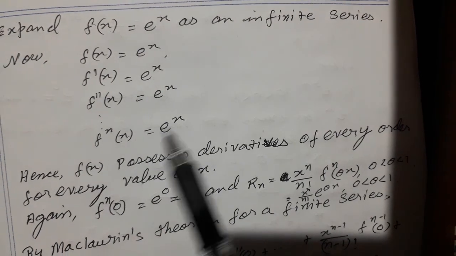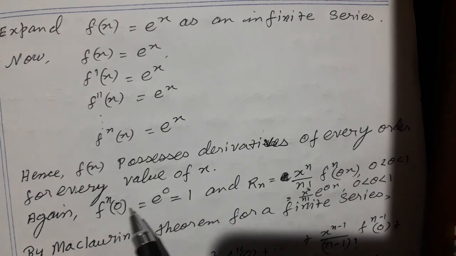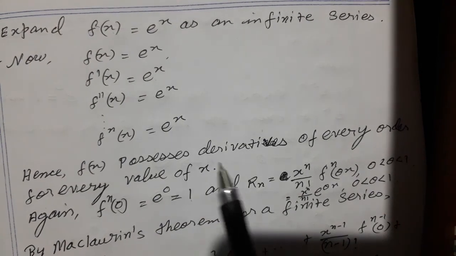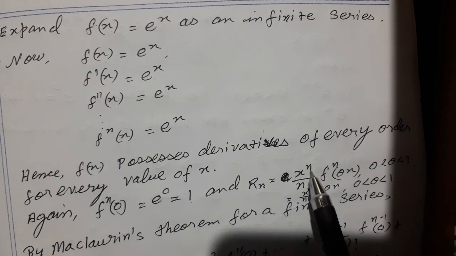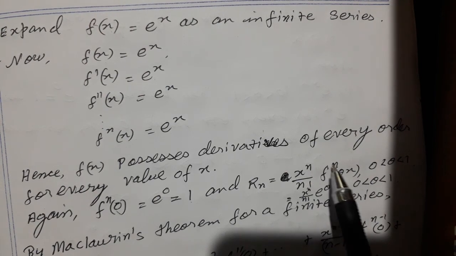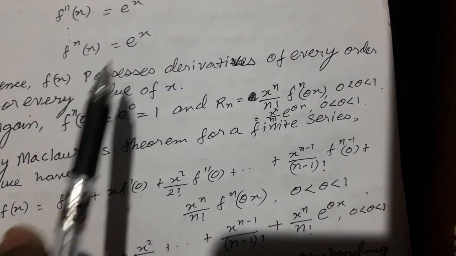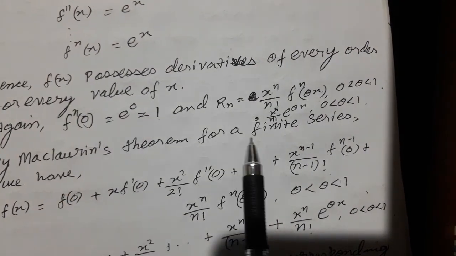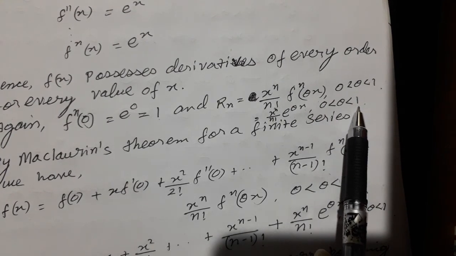Now we'll try to find f^n(0). So it is e to the power 0, which is equal to 1. And the remainder, we are taking the remainder in Lagrange form. So we have R_n = x^n by n factorial f^n(θx), where 0 < θ < 1. So if we put here θx, we get x^n by n factorial e^(θx), where 0 < θ < 1.